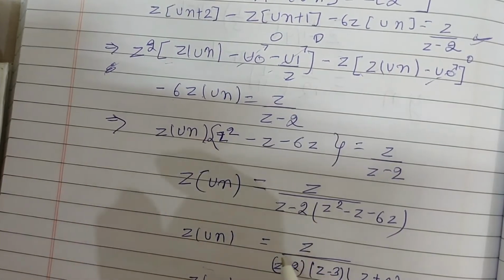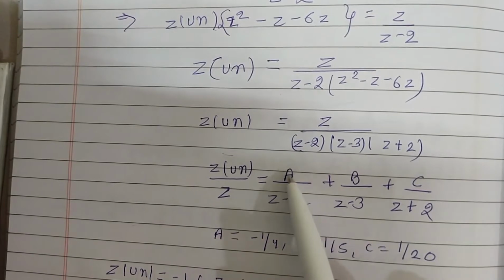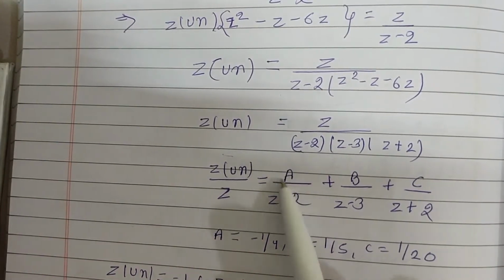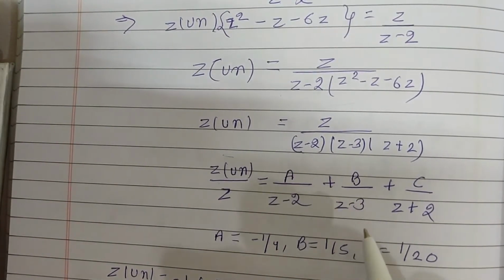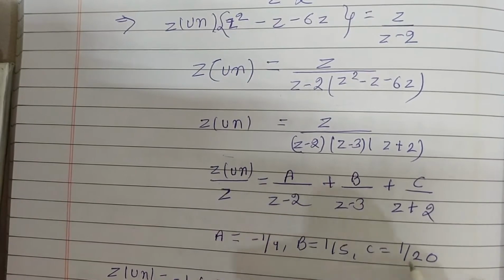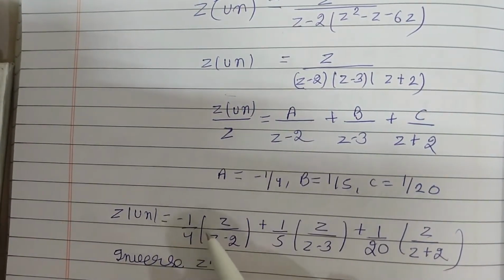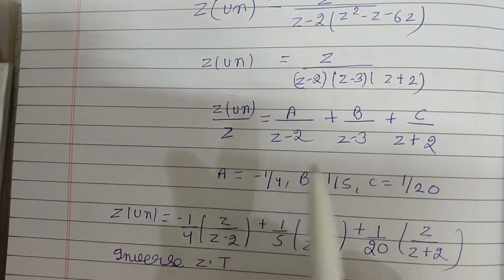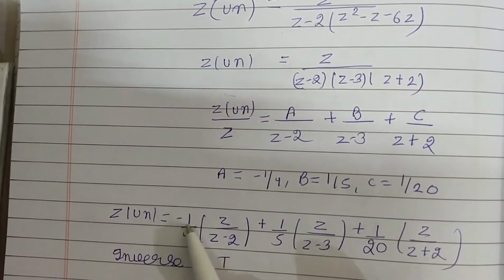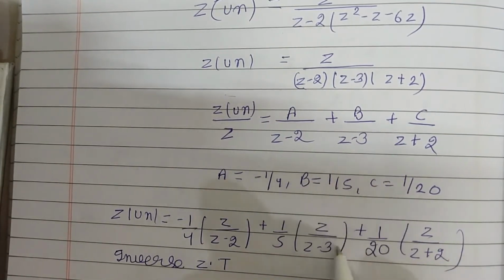Now use partial fractions. I hope you know partial fractions. So a/(z minus 2) plus b/(z minus 3) plus c/(z plus 2). If you solve, you will get a is minus 1/4, b is 1/5 and c is 1/20. Put all this again in this and multiply by z again on the right-hand side. You will get z/(z minus 2) times minus 1/4 plus the other terms, putting in the values.